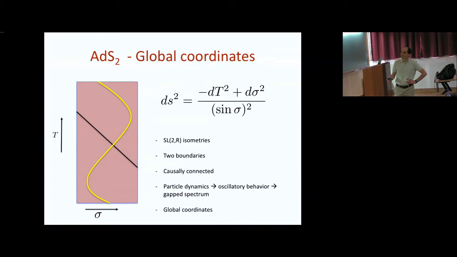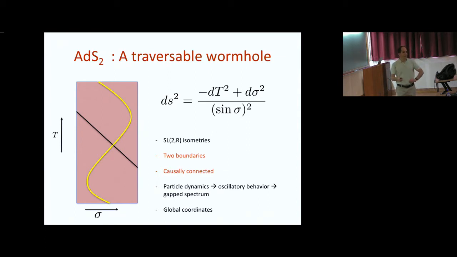Now, this space has SL2R isometries. It has two boundaries. The two boundaries are causally connected, so we can send a signal from one boundary to another. And if we have a particle that propagates in this spacetime, this warp factor acts as a gravitational potential that confines the particle in the central region, so the particle will start oscillating. That implies that if you look at the spectrum of particles in this spacetime, you will find a spectrum with a gap and with discrete energy levels. Okay, so that's global AdS2 coordinates. And you can view this as a kind of traversable wormhole. You have these two boundaries, and they're causally connected. You can go between the two.